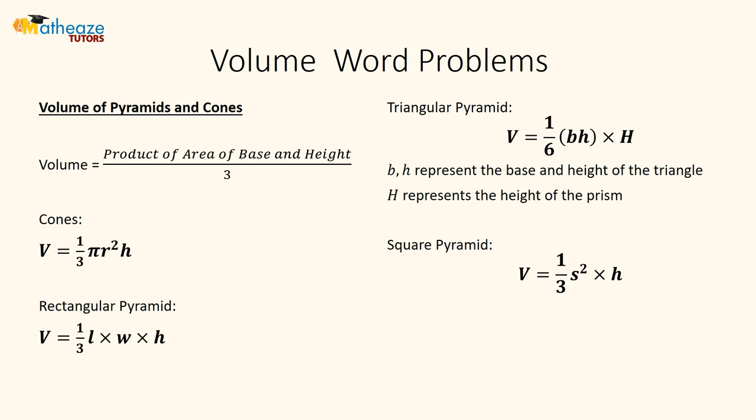The volume of pyramids and cones would be the product of the area of the base and height divided by 3. So a cone is going to be 1/3 the volume of a cylinder, a rectangular pyramid is going to be 1/3 the volume of a rectangular prism, a triangular pyramid is 1/3 the volume of a triangular prism, and a square pyramid is going to be 1/3 s squared h. s squared represents the area of the square base, and h is the height of the pyramid.